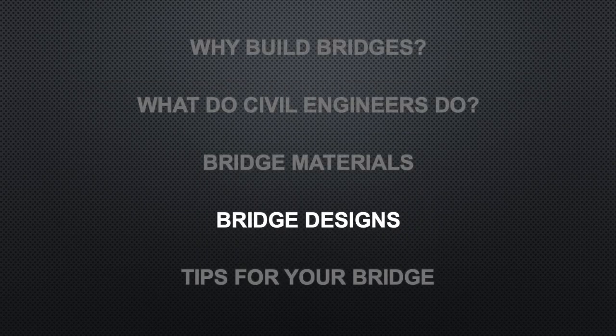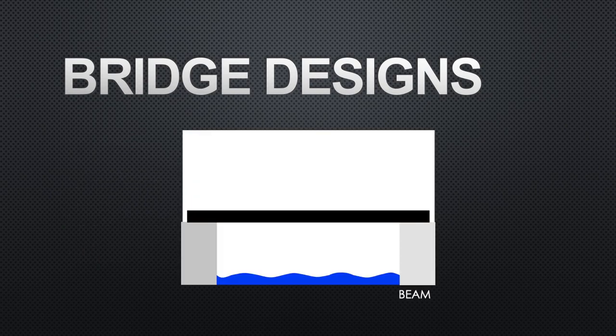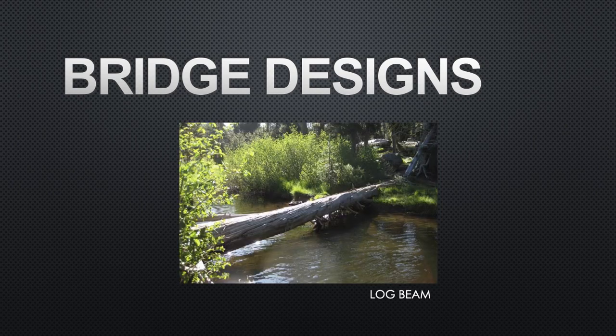Okay, so we're now going to talk about bridge designs, and I only have 4 here, but I'm actually going to talk about 5. So we have beams, arches, suspension bridges, and trusses. So the oldest type of bridge is a beam bridge. That's where we simply have a solid object that goes from one side of the river to the other, or whatever we're crossing.